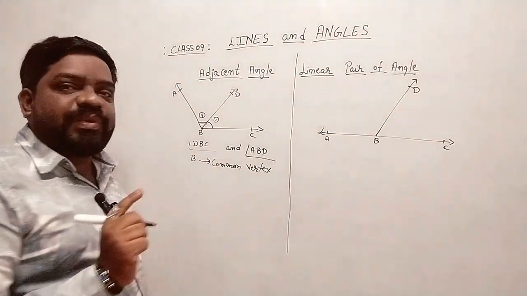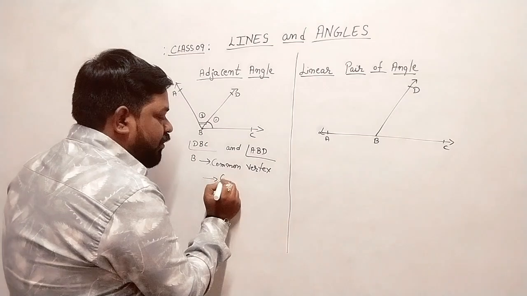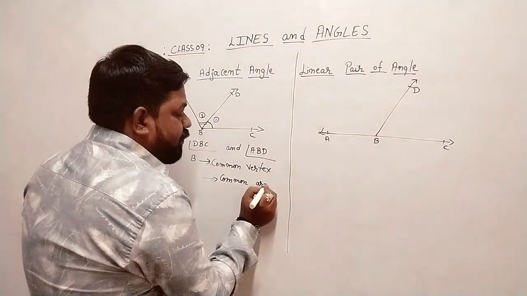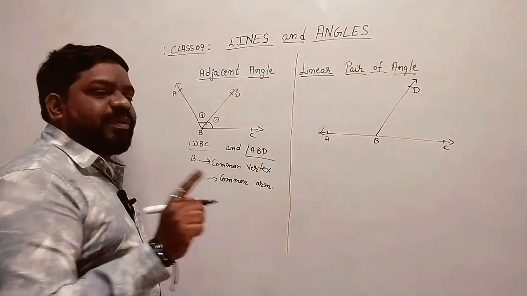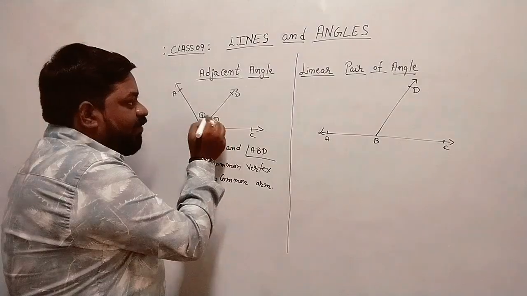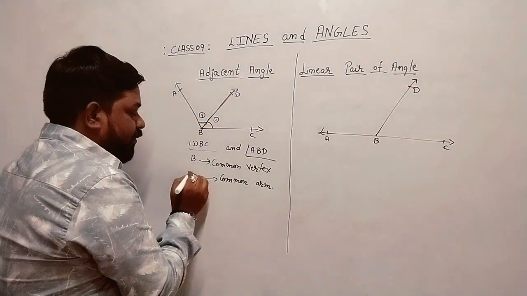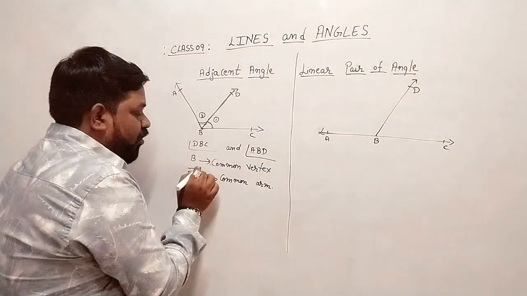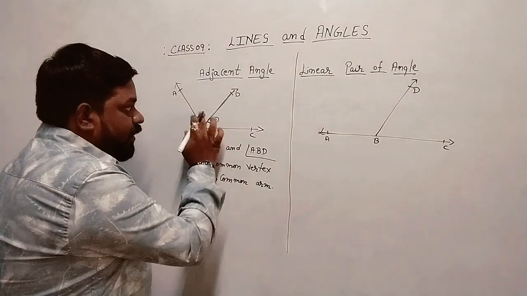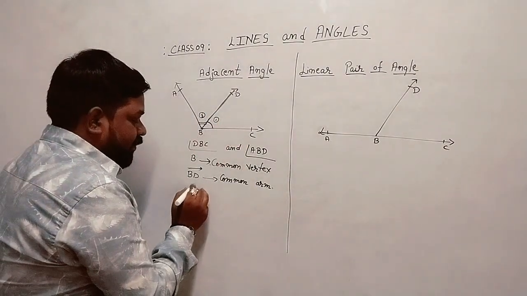So we have B as a common vertex, and it should have a common arm. One arm should be common in both the angles. For angle 1 and 2, this ray BD is common. BD is the common arm. And next, the non-common arms should be in the opposite direction.